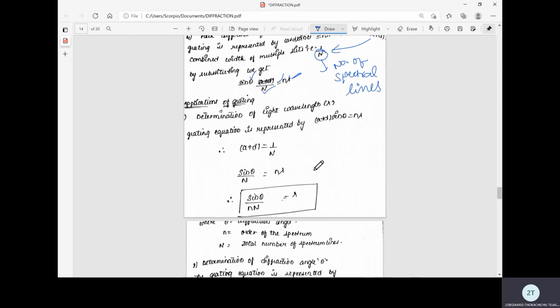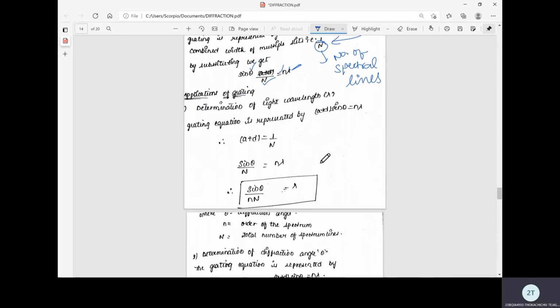Now, what are the applications of this concept of grating? Firstly, it is determination of light wavelength. The grating equation is represented by (a + b) sin theta equals n lambda, which we have seen before. That is, (a + b) equals 1 by N. So we'll substitute this value in this equation like before.